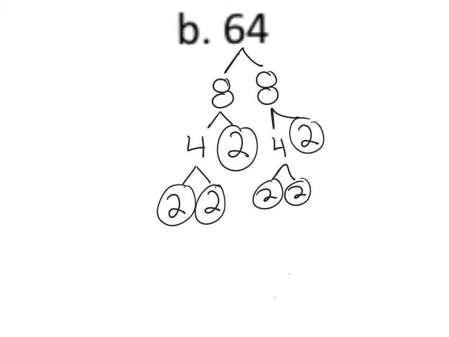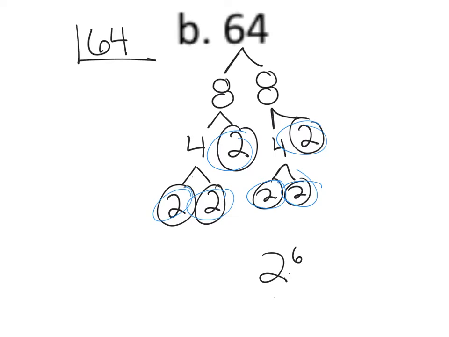So you can think I have 1, 2, 3, 4, 5, 6 2s. So this is 2 to the 6. And if you decide to use the ladder method, the way the ladder method works is you have to start with a prime number.